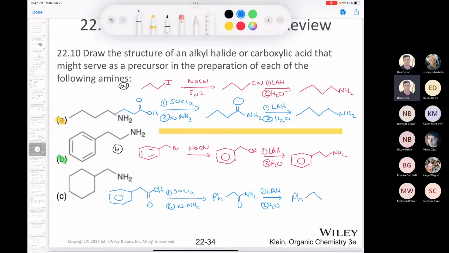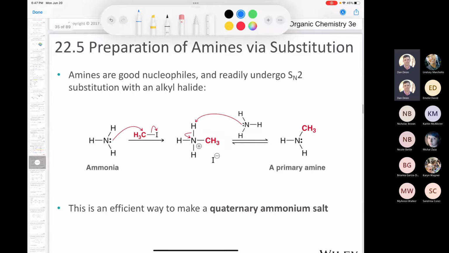And there you have it, folks. So we made some primary amines either by using an SN2 followed by reduction, or by making an acid chloride, then a primary amide, and then reducing that. All right, let's move on to section 22.5, which deals with the preparation of amines via substitution.